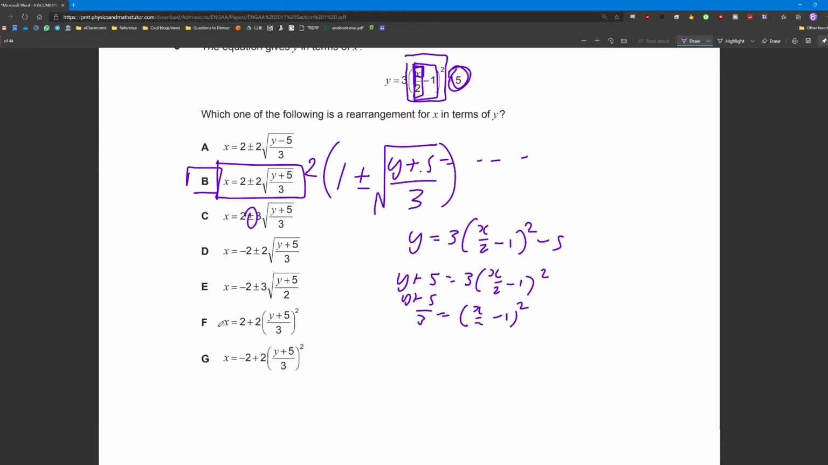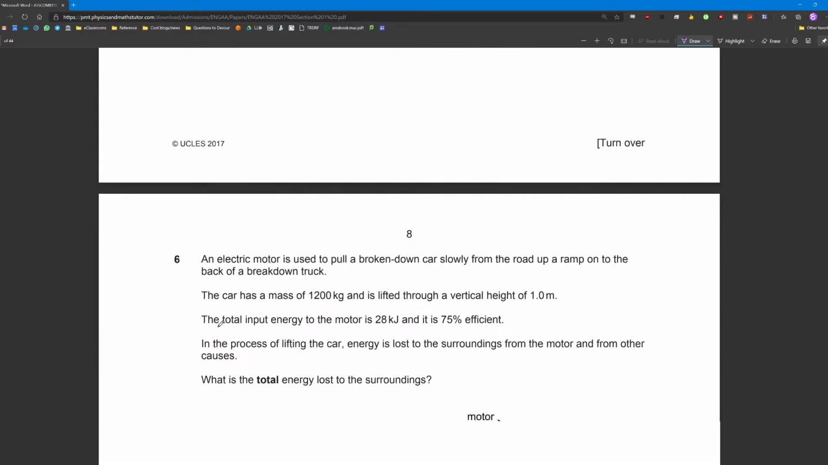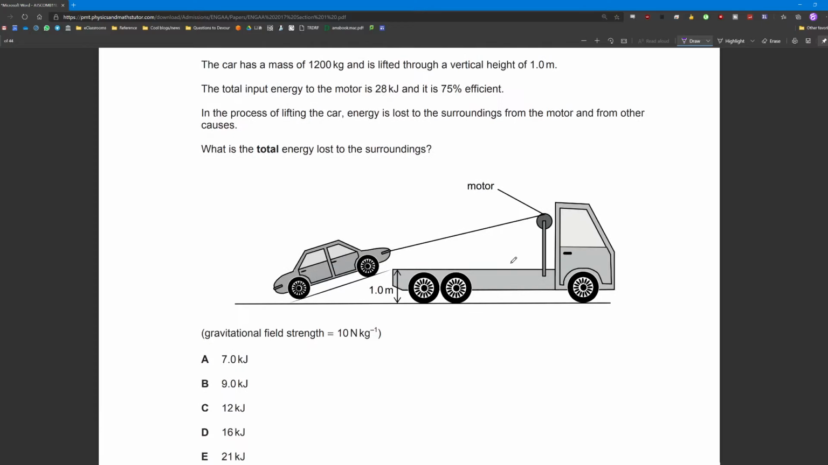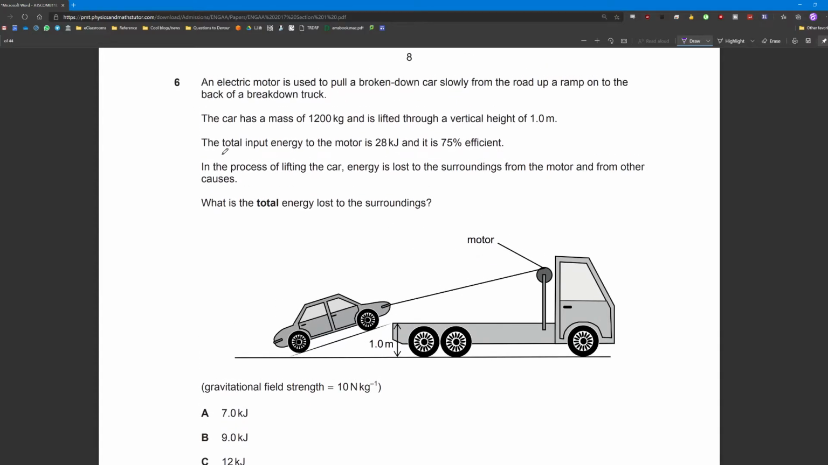Now let's move on to the next question. An electric motor is used to pull a broken down car slowly from the road up a ramp onto the back of a breakdown truck. The car has a mass of 1,200 kilograms, and is raised through a vertical height of 1 meter. The total input energy to the motor is 28 kilojoules and it is 75% efficient. What is the total energy loss to the surroundings?